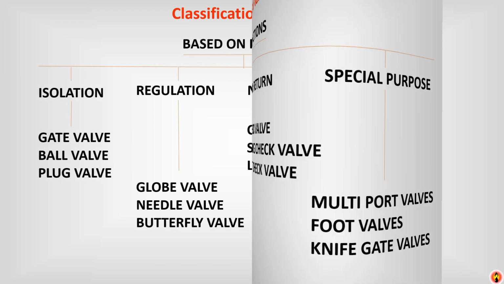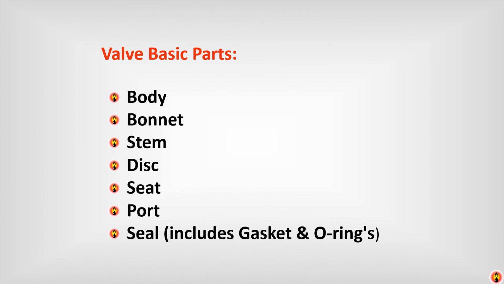Valve basic parts: body, bonnet, stem, disc, seat, port, seal including gasket and O-rings.